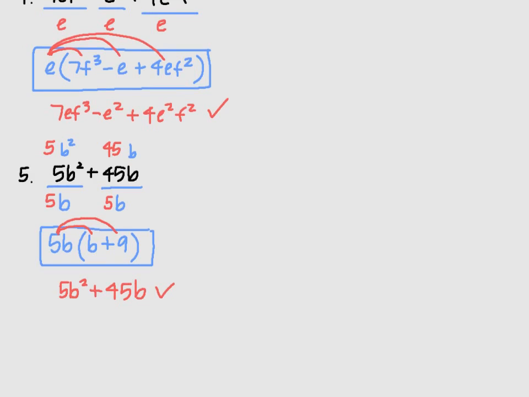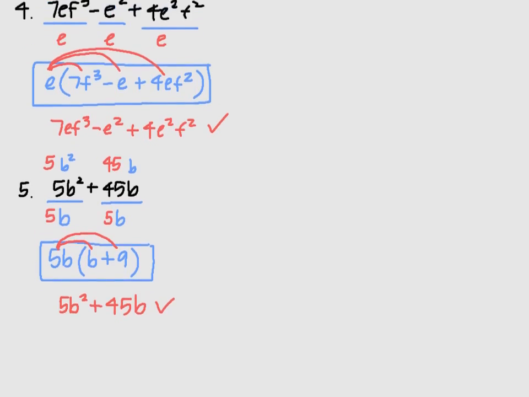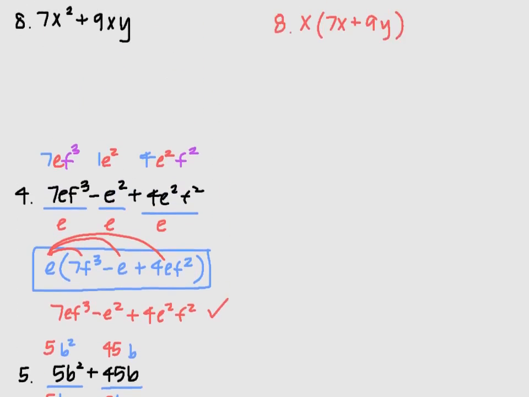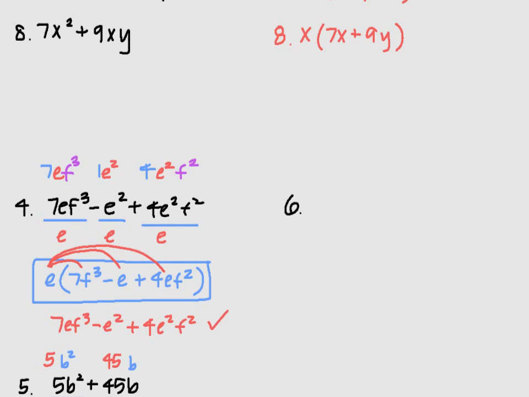Okay, moving on to example number 6. I have 10x squared minus 105x plus 135. Again, trying to find the greatest common factor. I see that I have 3 terms in this trinomial: 10x squared, negative 105x, and positive 135.